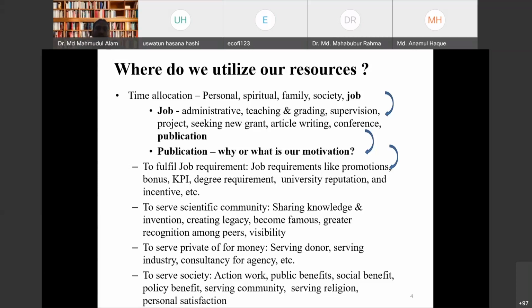Whenever we come to serve the donor, they always have their own agenda, and somehow they are not fair. Very true. In most cases, donors are not fair. If you say something against their agenda, they don't like it, and you will not get funding anymore. So in many cases, it is biased. And so here we serve the donor and serve the industry.